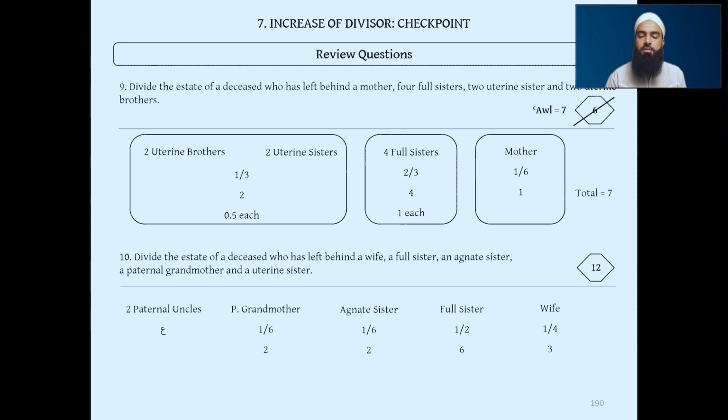6 plus 3 is 9, plus 2 is 11, plus 2 more is 13. We're already above the 12 divisor. We can't give anything to the uncle now. So the total is 13, and we cross out the 12, awl of 13. So this is the answer here. Hopefully you're getting the concept here.